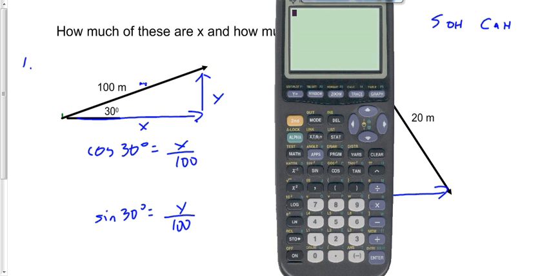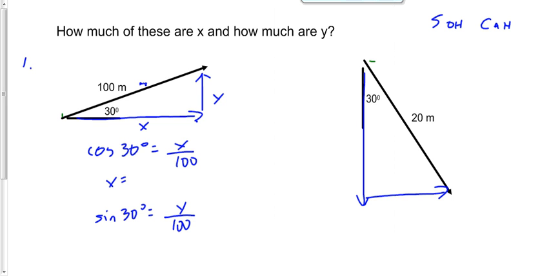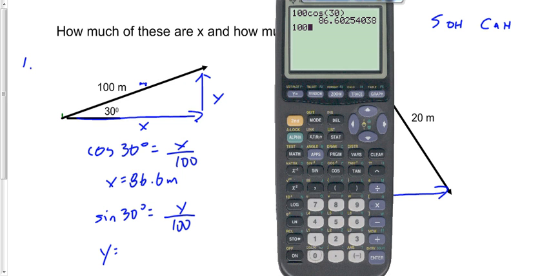To do that, I'm going to take the 100 up by multiplying, right? It's divided, take it up by multiplying, becomes 100 times cosine 30, 86.6. And Y is going to be 100 times sine 30, which gives me exactly 50.